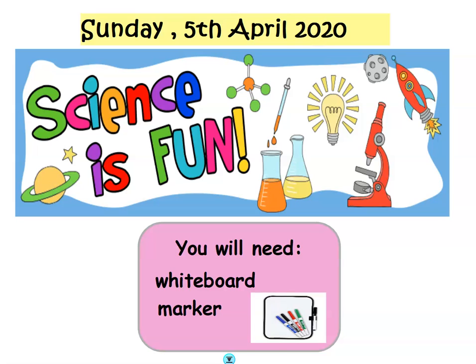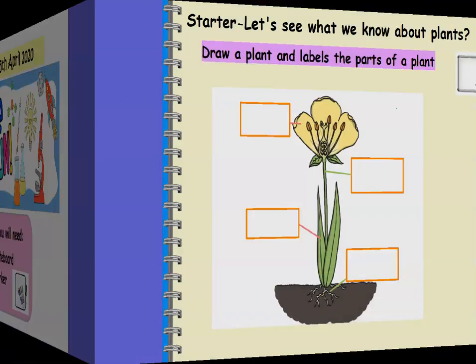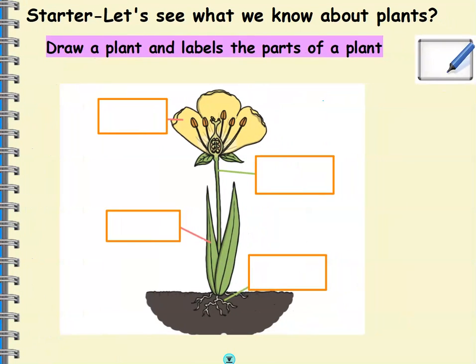Before we start the lesson, may I ask you to get your whiteboards and markers ready? Well done. Okay, first let us see what we have learned about plants. So I want you to draw on your whiteboards a plant and label the parts of a plant. You get a minute for this.